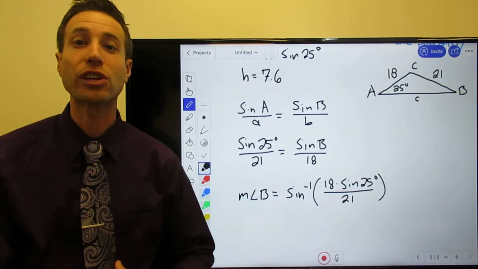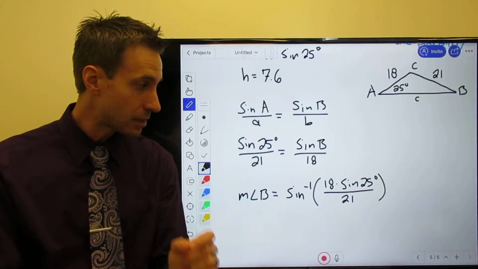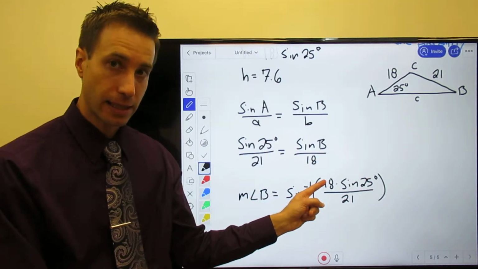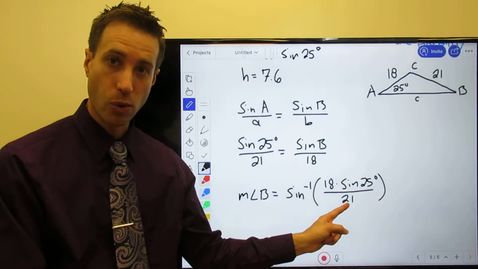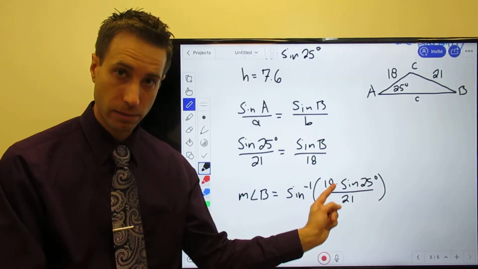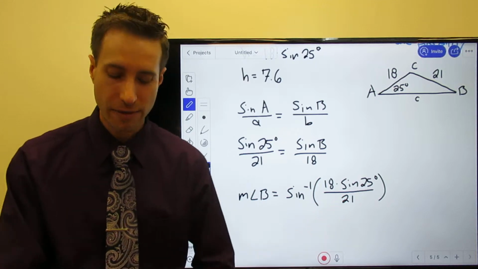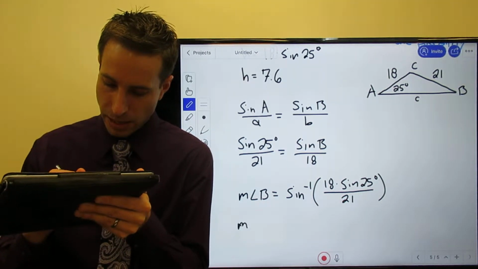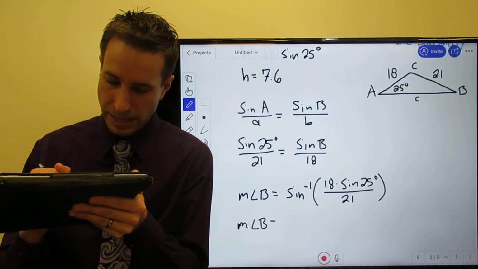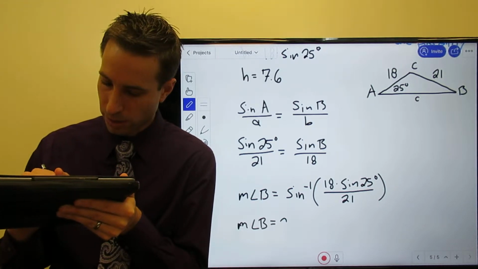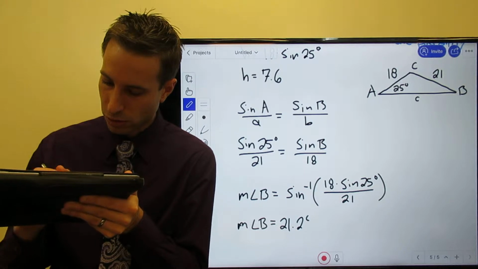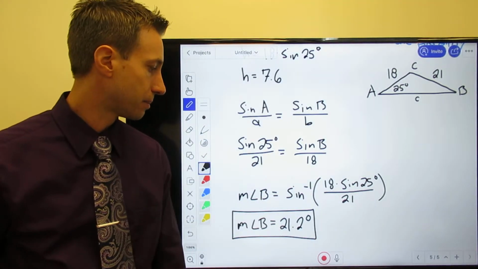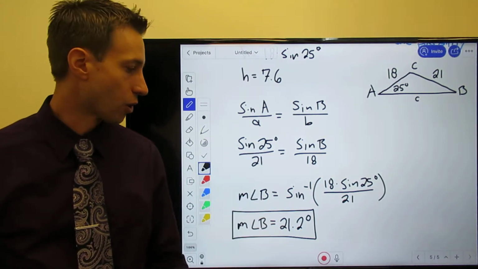Again, this is a calculator problem. Do it piece by piece. Sine of 25, multiply that by 18, divide that by 21. You're going to get a number. You'll do the inverse sine of whatever that number is. Don't fat finger something on your calculator. And you wind up with the measure of angle B is equal to 21.2 degrees. All right, great. That's the measure of angle B. I've got some other stuff to solve for, though.